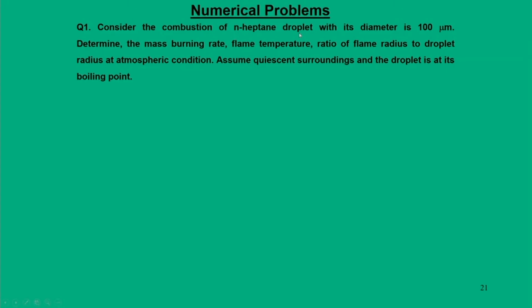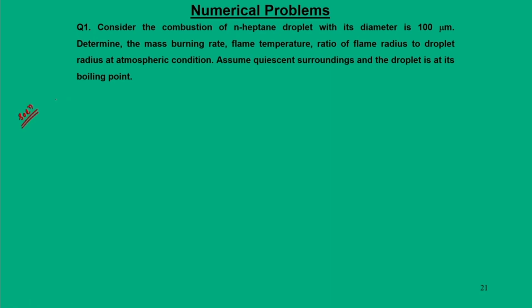So, we are going to consider the combustion of an n-heptane droplet. The word n-heptane is normally used in diesel engine combustion. While calculating certain numbers, n-heptane takes a very crucial role, that means it is the ideal fluid for diesel engines. So, we are looking at a droplet of n-heptane fuel, and its initial size is 100 micrometer. We need to find the mass burning rate, flame temperature, and ratio of flame radius to droplet radius at atmospheric conditions. Assume quiescent surroundings and the droplet is at boiling point.